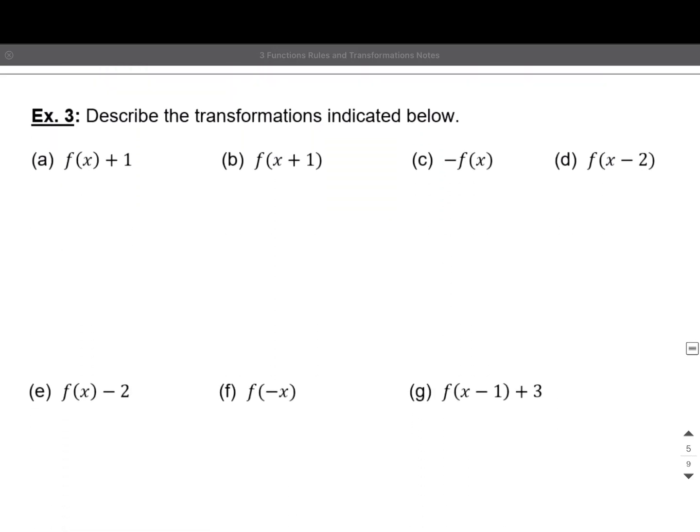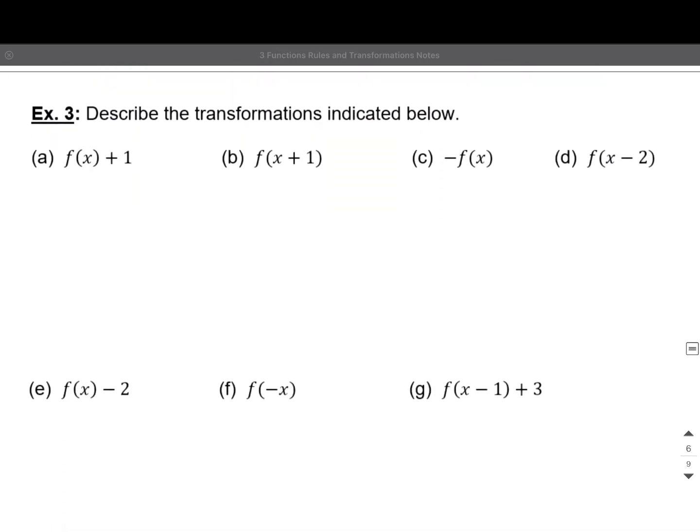So let's describe these transformations. If we have f of x plus 1, that's going up 1. And I'm okay if you just do arrow up 1. That's fine with me. f of x plus 1 inside, if you're adding inside, that's going to move to the left one. The negative in front of the f of x is a reflection over the x-axis. Subtracting inside moves to the right 2. Subtracting 2 outside goes down 2. Negative x inside is the reflection over the y-axis.